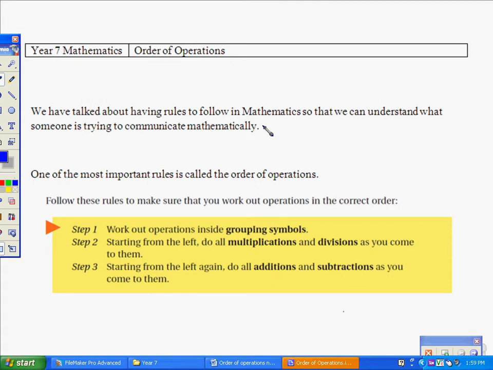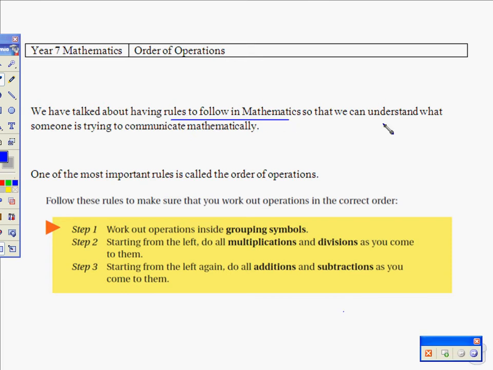But basically, we said the other day we need rules in mathematics so we know what someone's trying to communicate. If we don't know exactly what the correct order is, then we're going to get different answers to other people, and we're not going to be on the same page. So we've got to make sense of the mathematics that's in front of us. If we don't follow the correct rules, like when we're speaking to somebody, you don't get the understanding that they're trying to get across.